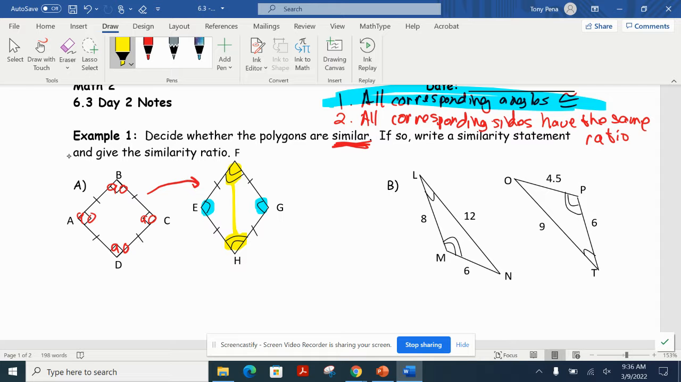Is there any chance that these four angles are all 90 degrees? No, they're different. These two blue ones are the same. These two yellow ones are the same. So when we try to identify if all those angles are congruent, they are not. So when it says decide whether they are similar, you would basically say no. I'm not asking you to justify it, but if I did, it would be because all those corresponding angles are not congruent.